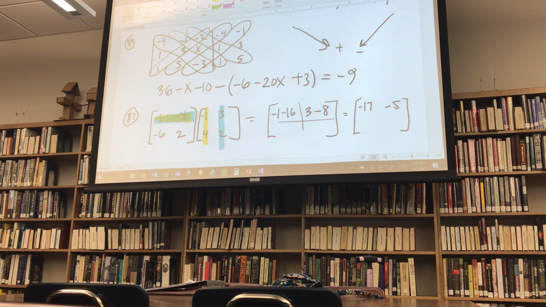But then I need to look at second row, first column. And that's going to be what plus or minus what? 6 plus 8. So that's a 14.